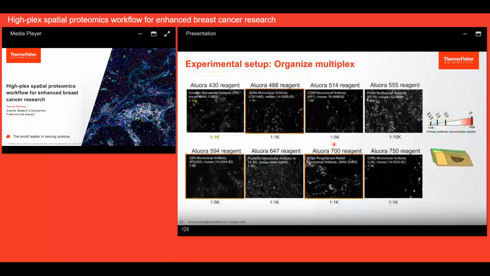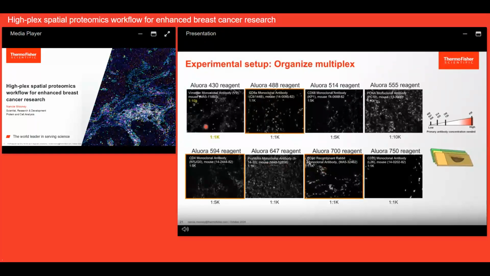In putting together my panel, as you can see, I've got my CD markers that I expected co-localization in different parts of the spectrum. So I've got one in 488, one in 594, and one in 700. So none of them are spectral neighbors to one another.